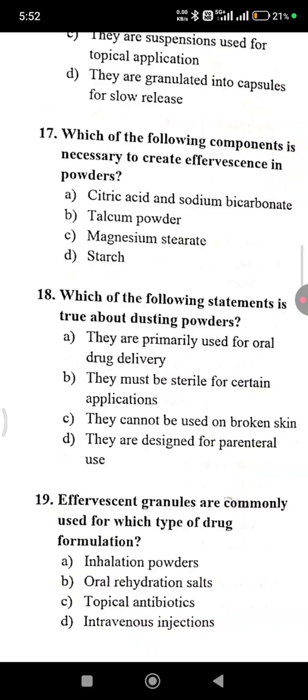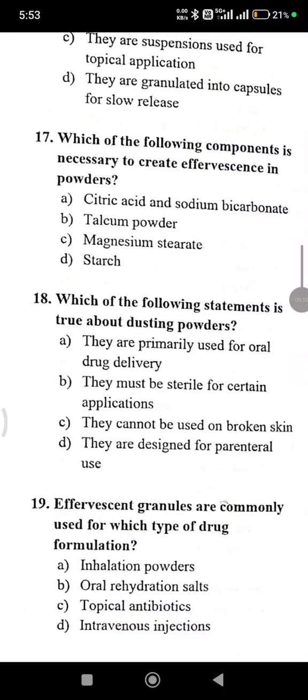Effervescent granules are commonly used for which type of drug formulation? Oral rehydration salts. Option B is the right answer.